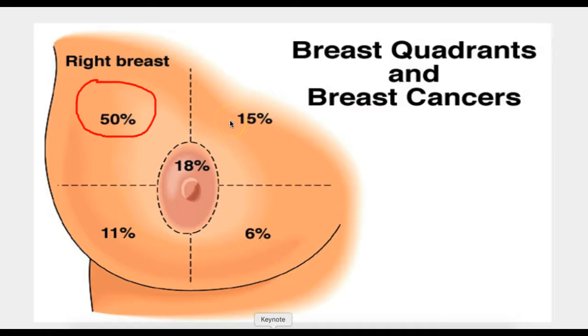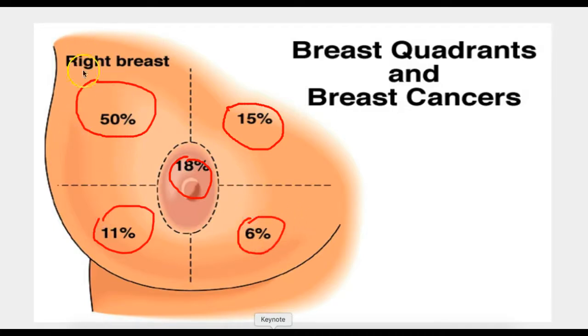Then the second area would be the inner quadrant, upper inner quadrant, with 15% of breast cancers. And the nipple area, we've got 18%, 11% the lower outer, and the fewest occurrences, the lower inner quadrant. So be aware that the breast for the left or the right, most breast cancers occur in the upper outer quadrant.